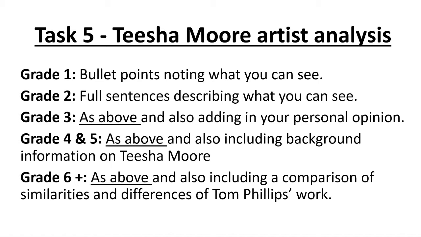For a grade 1, you just need to add some simple bullet points noting your observations. So pick one of the pieces and talk about the things that you can see in just bullet form points. You might talk about the color, you might talk about the other images she uses, you might talk about the patterns or the words that she uses in her work, and just jot down those bullet points.